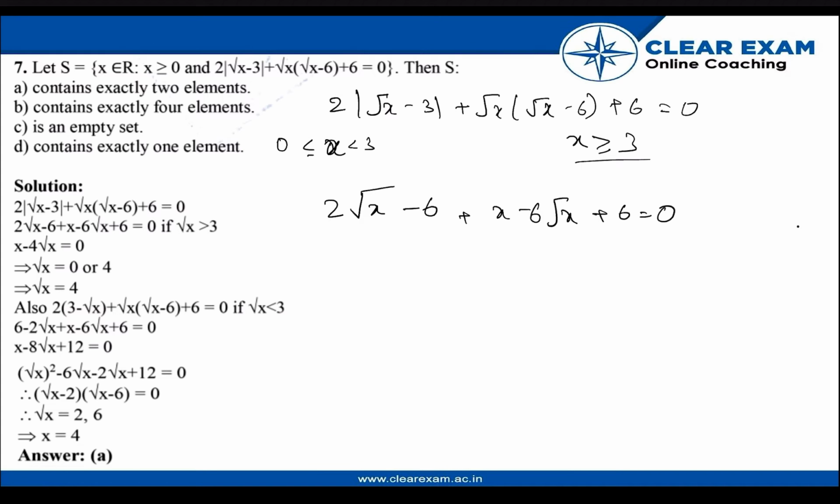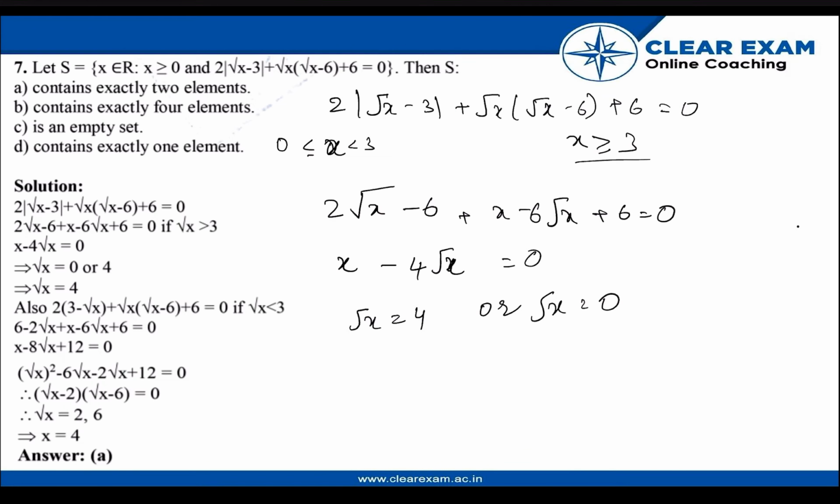So solving this, we have x minus 4 root x equals 0, which implies either root x equals 4 or root x equals 0.